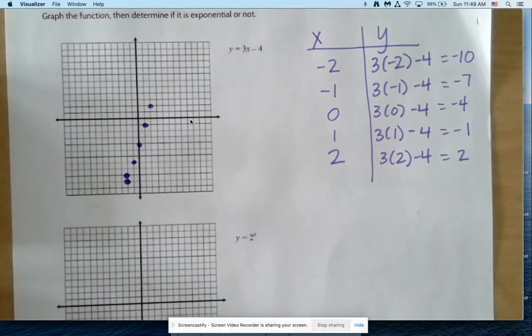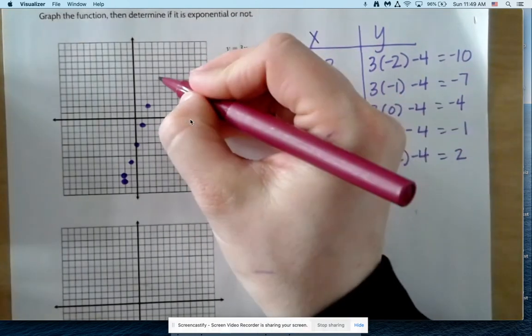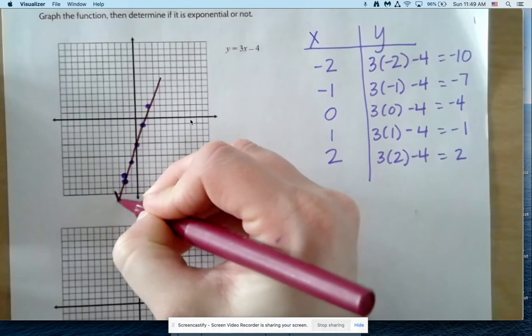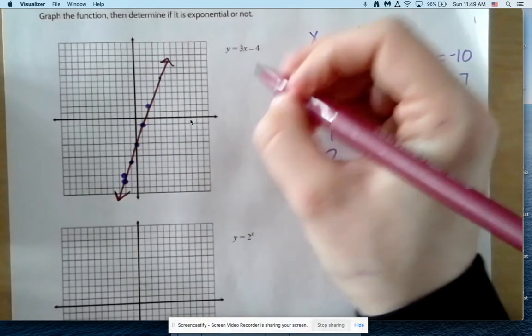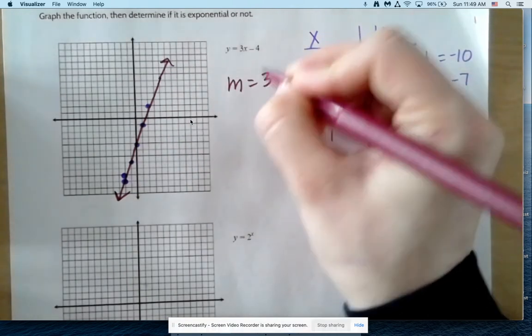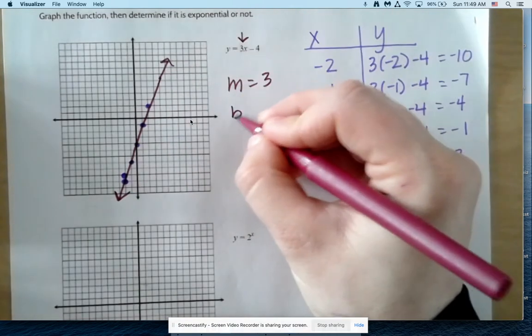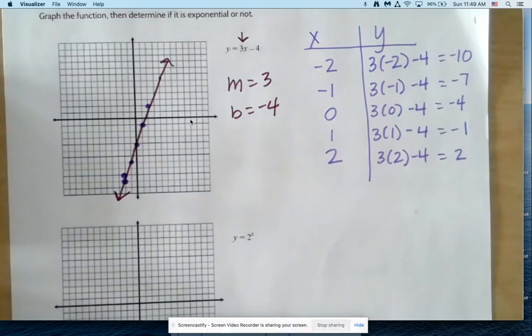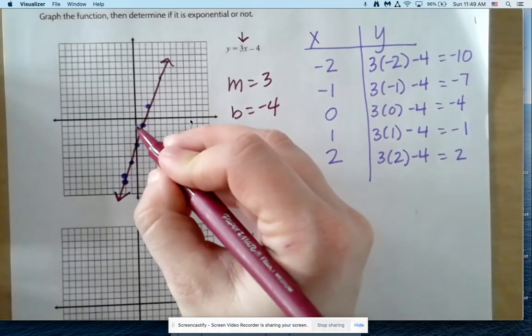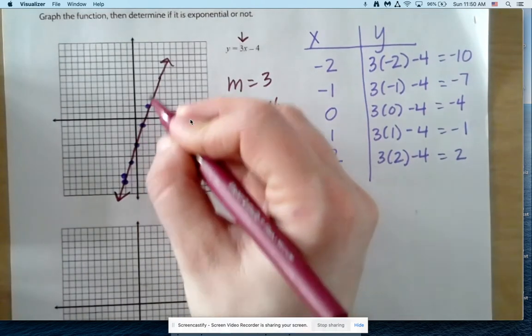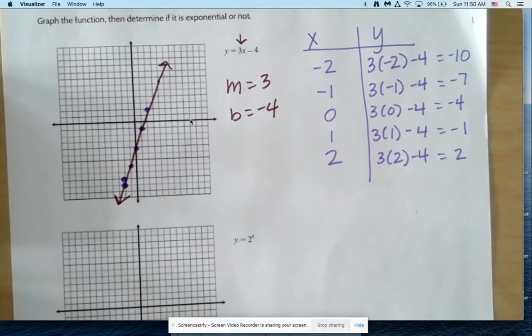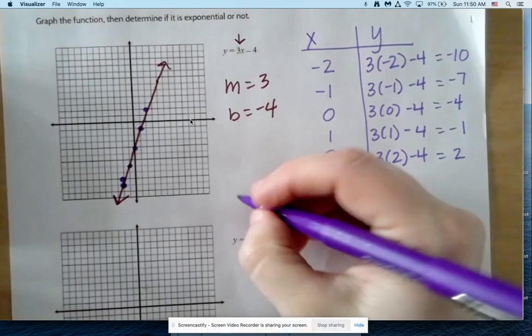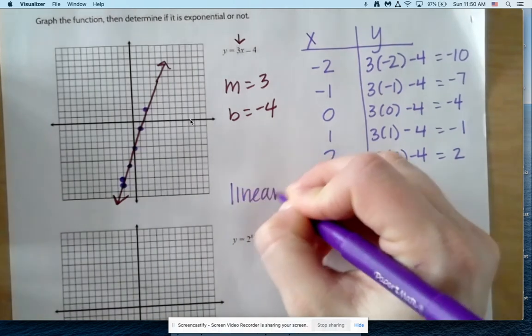We should be getting a line, folks, right? And I hope you would have realized that right away. Our M is 3. Our B is negative 4. This is a good review problem. Start at negative 4, go up 3 over 1, up 3 over 1, up 3 over 1. We did that plenty of times so far this year. So no, this one is not exponential. It's linear. It's just a line.